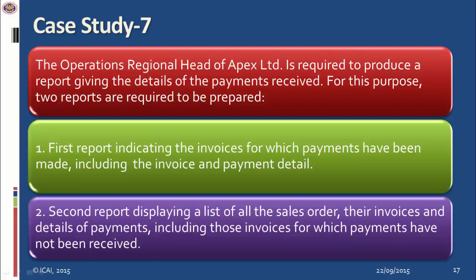Now, understand a case study for a join operation. Case study 7. The operational regional head of Apex Limited is required to produce a report giving the detail of the payments received. For this purpose, two reports are required to be prepared. First report including the invoices for which payment has been made, including the invoice and payment detail. Second report displaying a list of all the sales orders, their invoices and detail of payment, including those invoices for which payment has not been received.